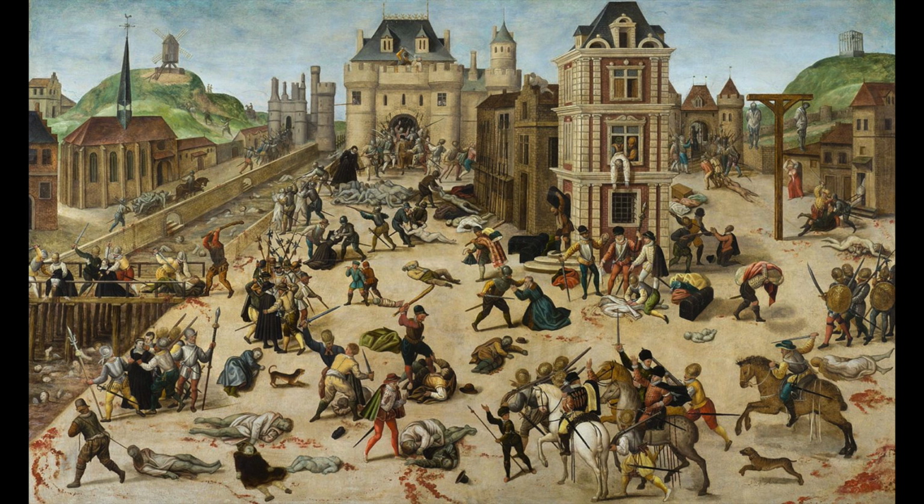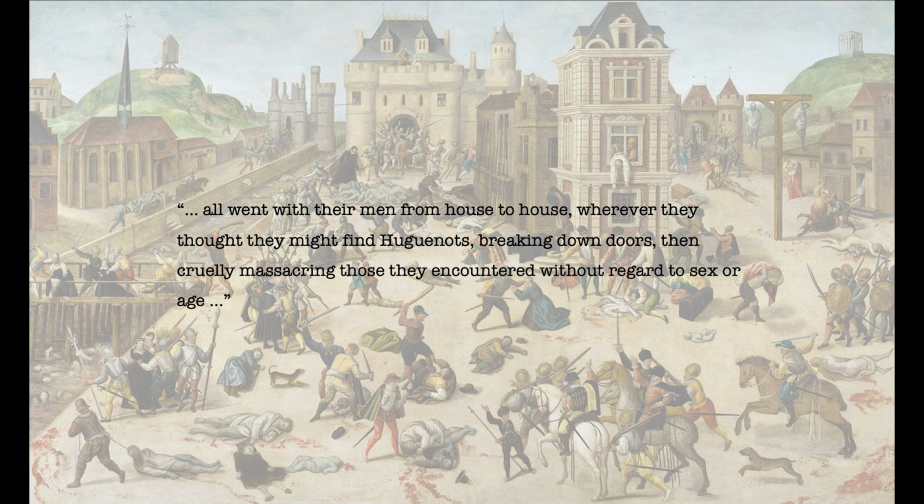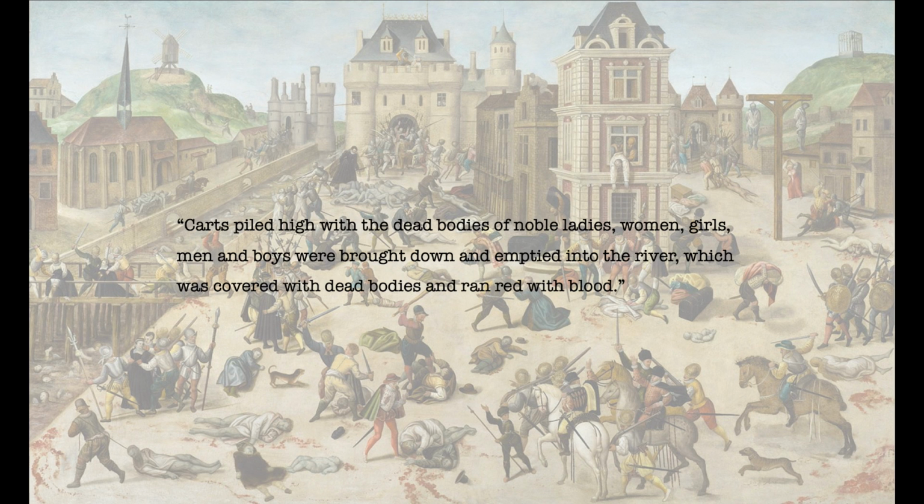He explains, quote, "All went with their men from house to house, wherever they thought they might find Huguenots, breaking down doors, then cruelly massacring those they encountered without regard to sex or age." He goes further and explains that 3 days after the beginning of this massacre on St. Bartholomew's Day in Paris, carts piled high with the dead bodies of noble ladies, women, girls, men and boys were brought down and emptied into the river, which was covered with dead bodies and ran red with blood.